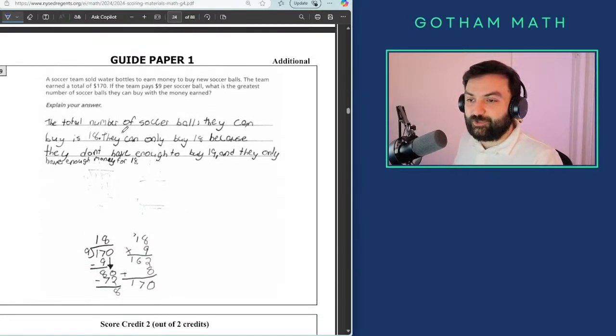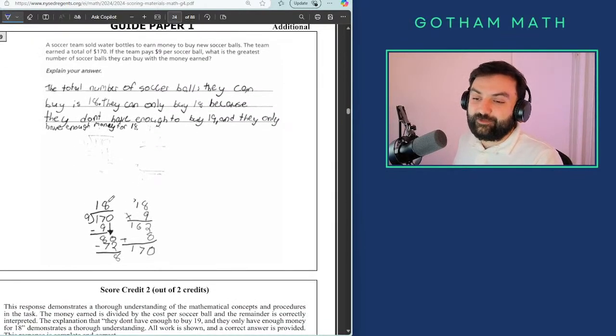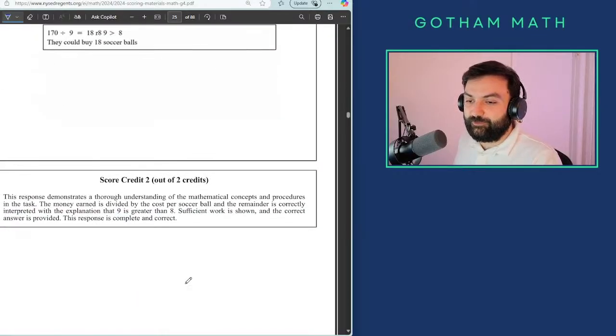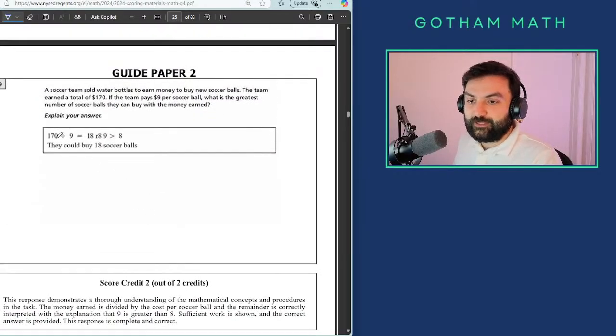All right, let's see this person. So the total number of soccer balls they can buy is 18. They can only buy 18 because they don't have enough to buy 19. Okay. The work is right. The explanation is a bit repetitive, but doable. Let's say 2 out of 2 is well deserved.